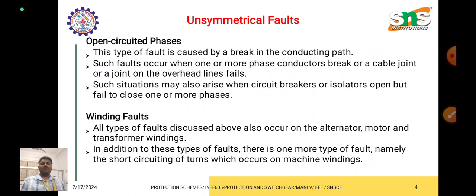But in addition to this, one more fault is the winding fault, which occurs only in machines. Because of heat, the winding insulation gets melted, so it comes under the winding fault.